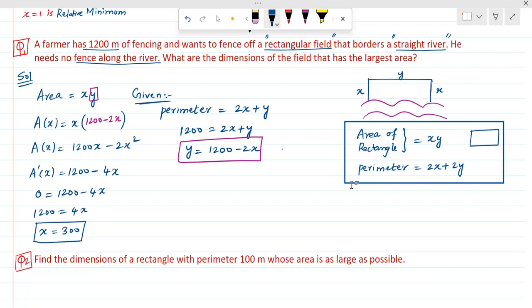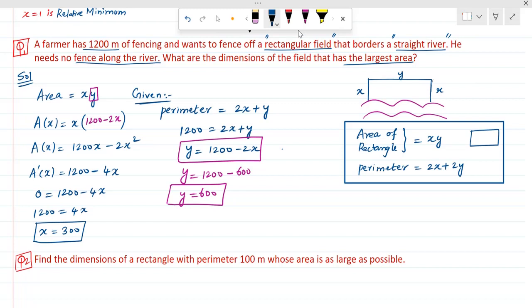So what is the y value? We got the x value. When I substitute x, the y value is 1200 minus 600, so y is equal to 600. So this is the dimension of the rectangular field. But one thing I have to show: it should be a maximum, the largest area.